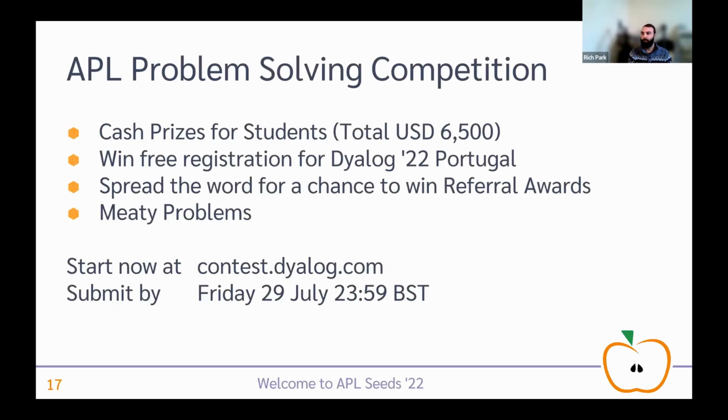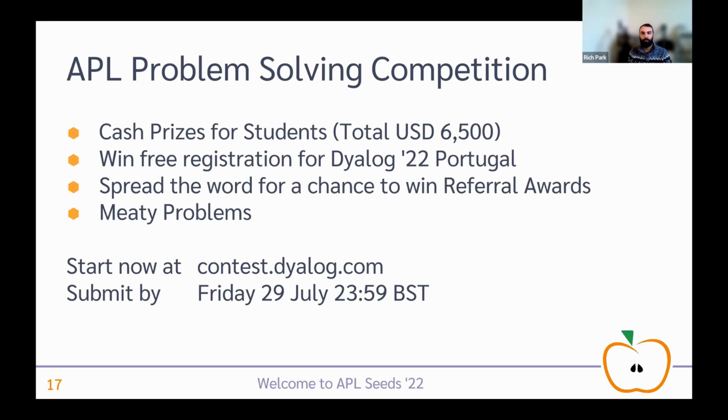And speaking of the APL problem solving competition, this year's round has launched. That was a couple of weeks ago. If you're a full-time student, there's an opportunity to win cash prizes. The total prize pool is $6,500, and an expenses paid trip to the Dyalog user meeting, which this year is in Portugal. If you're not a student, so you're a professional entrant, there are still prizes available.